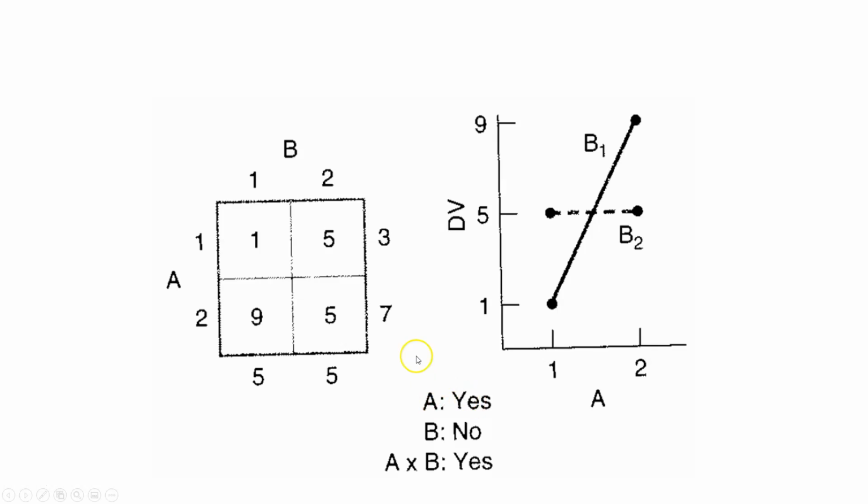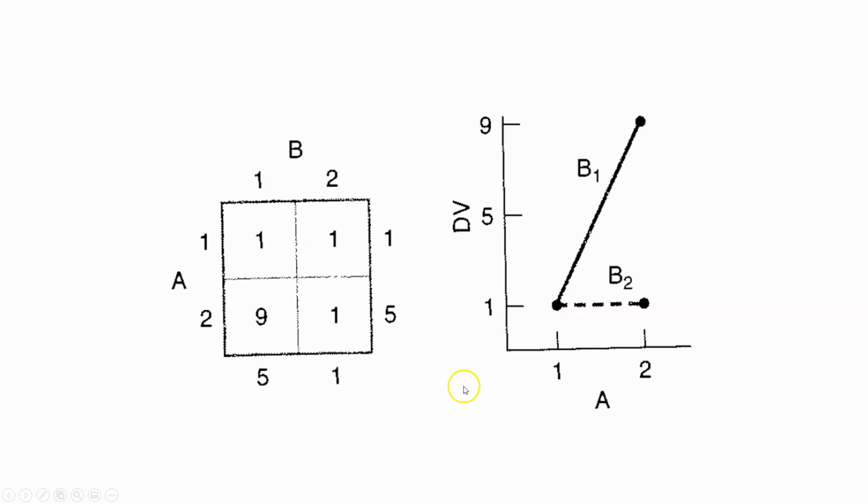Here there's a main effect of A because 3 is different from 7. There's not a main effect of B because those two values are the same. And there is an interaction because these lines cross. What about this one?